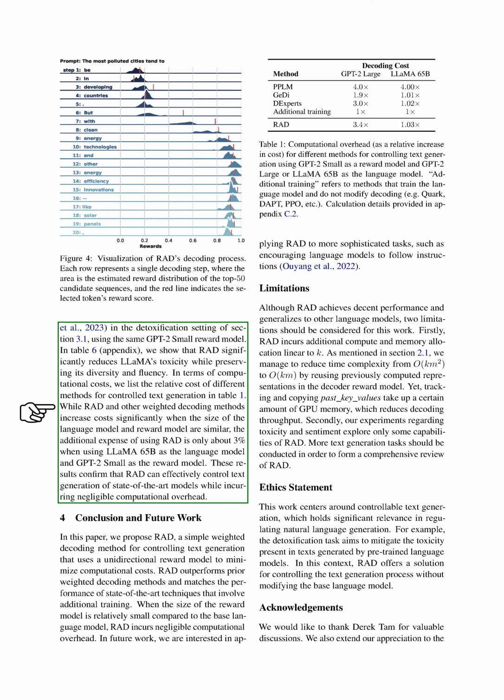In our appendix, we've included a table, Tab. Scaling, that shows how RAD significantly reduces the toxicity of Llama while maintaining its diversity and fluency. We've also included a table, Tab. Methods, that compares the computational costs of different methods for controlled text generation. While RAD and other similar weighted decoding methods do increase costs significantly when the language model and reward model are of similar size, the additional cost of using RAD is only about 3% when using Llama 65B as the language model and GPT-2 Small as the reward model.